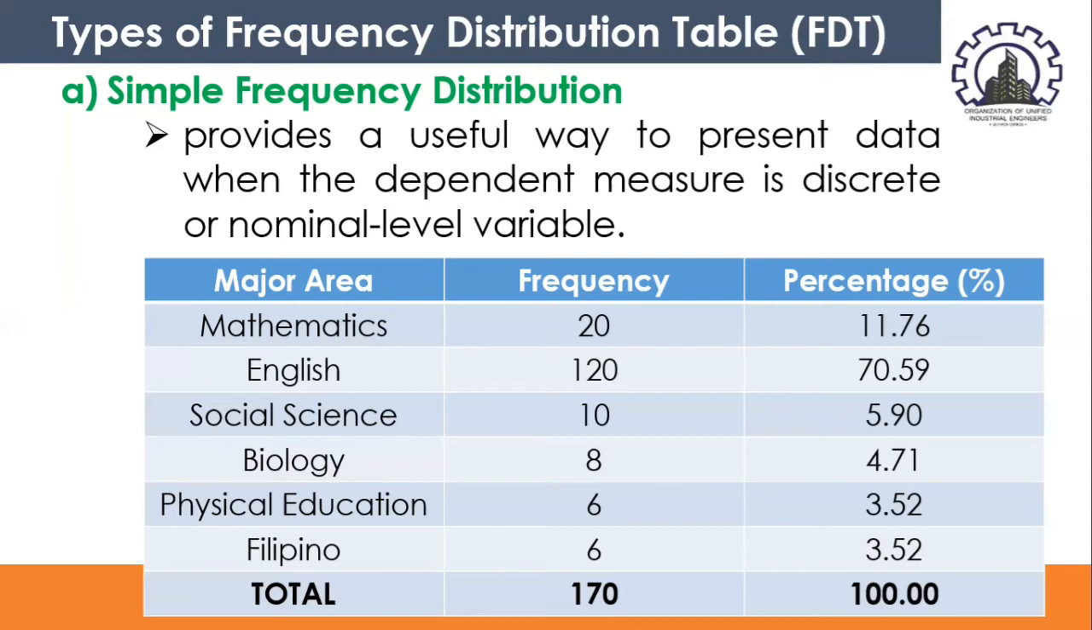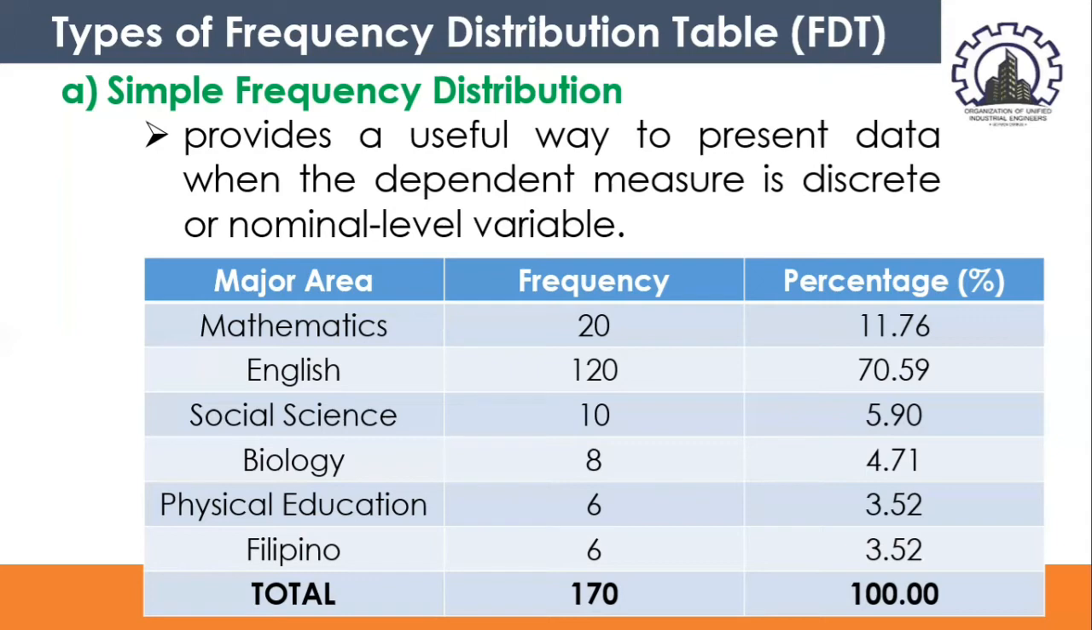So you get 70.59%. And for social science, you have 10 divided by 170 multiplied by 100. So you get 5.90, and so on and so forth. And the percentage total should be 100% as well. Okay, so that is what we call simple frequency distribution.